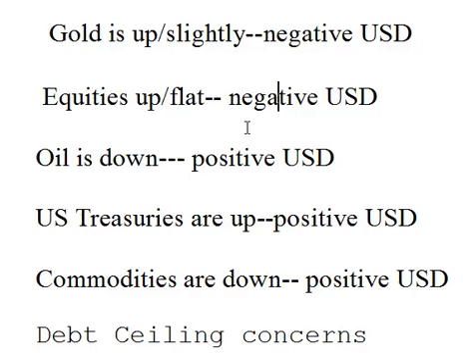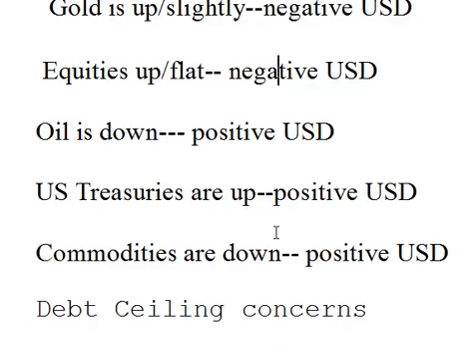Our oil at this point is down slightly, which is a positive indicator for the US dollar, and our treasuries are up, which is also a positive indicator for the US dollar. So we've got some conflict going on with the flows. No clear direction, and kind of representing no conviction on traders' parts today at this point in the day. Our commodities are down mostly, which is also a positive signal for the US dollar.